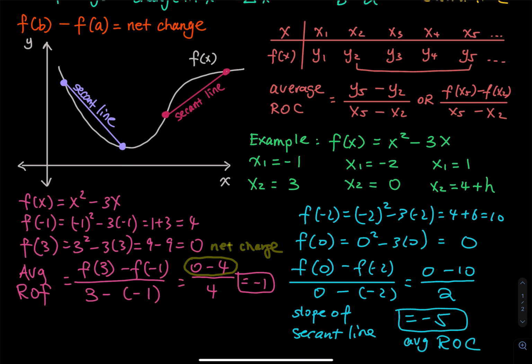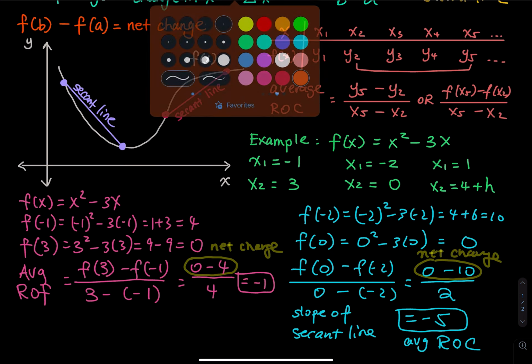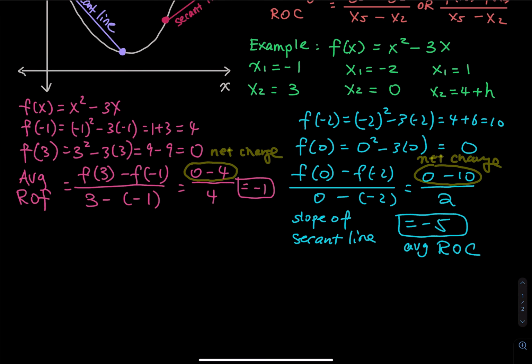Okay, the last example, sometimes instead of giving you a number, they will just give you a 4 plus h. But that doesn't make the problem change much. Before we get into the next step, this 0 minus negative 10, what is this called? This is called the net change. Okay, the last part, so let's do f of 4 plus h.